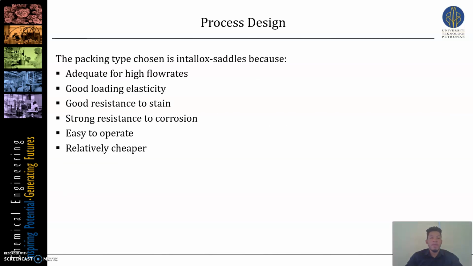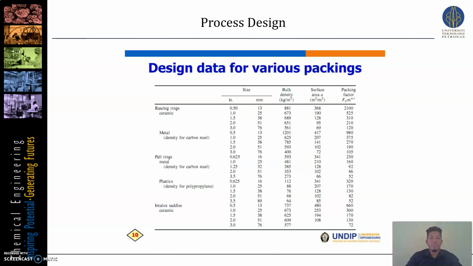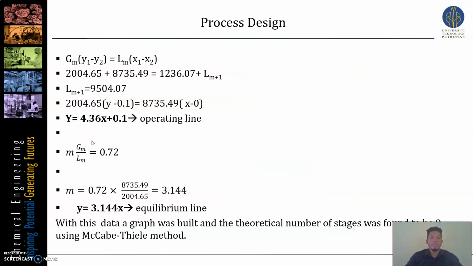Process design. The packing type chosen for this column is interlock saddles, mainly because they are adequate for high flow rates. They have good loading elasticity. They have good resistance to strain. They are strong and resistant to corrosion. They are easy to operate and they are relatively cheaper. So these are the various design data for various packings.